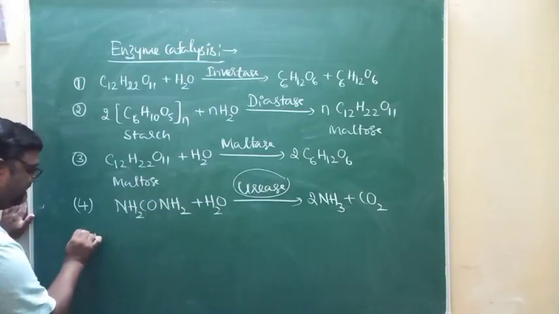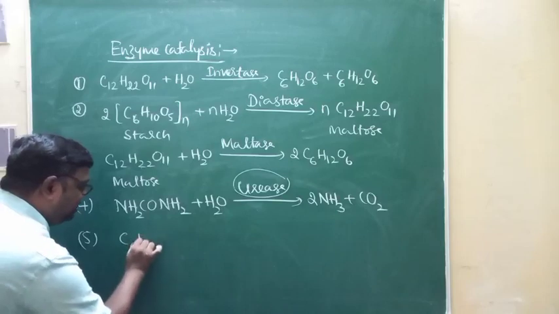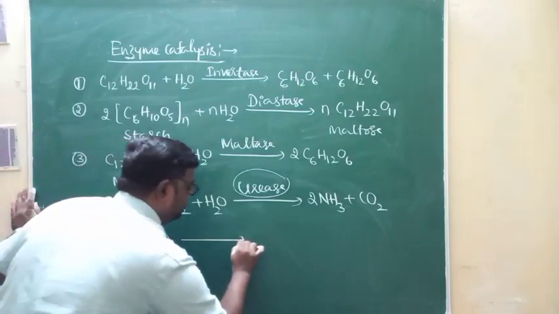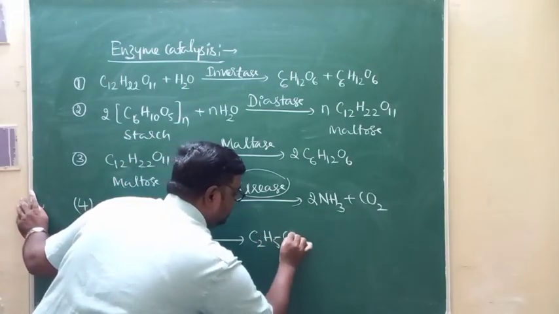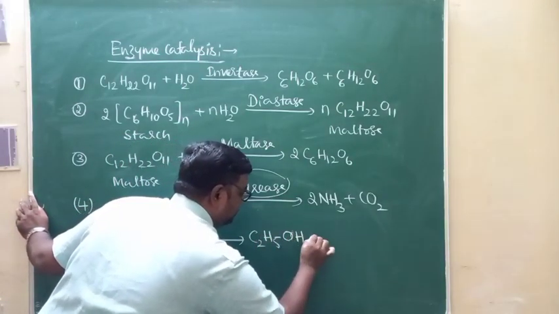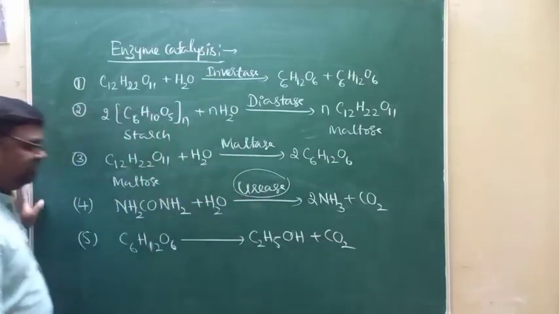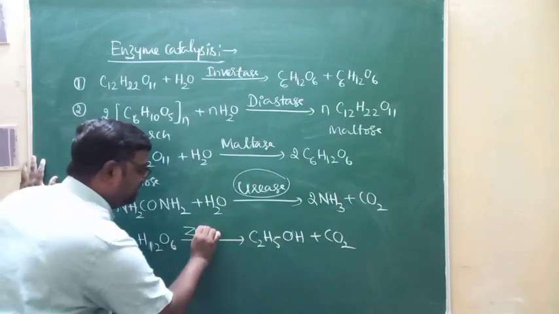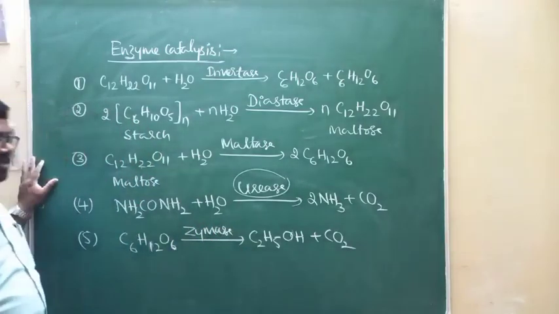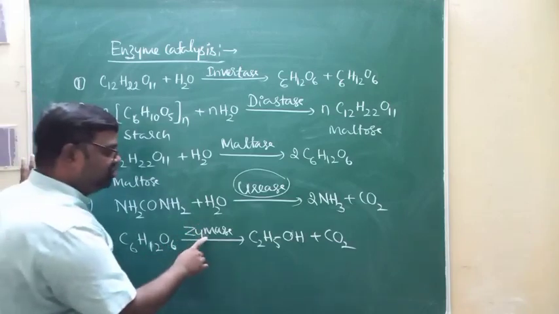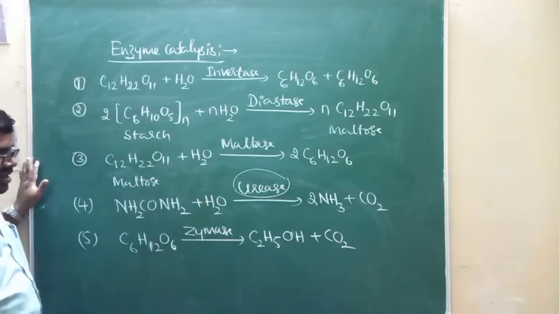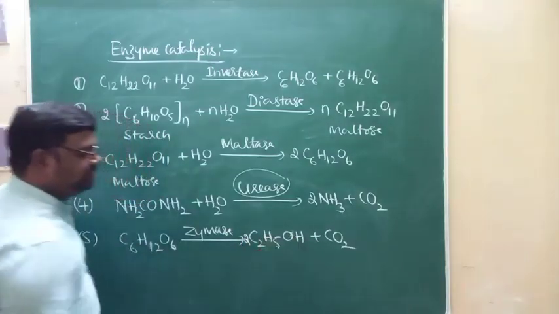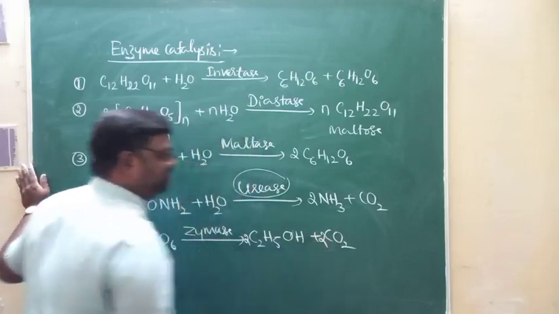As far as the fifth example is concerned, that is the conversion of glucose, C6H12O6, into ethyl alcohol, C2H5OH, plus carbon dioxide. This particular conversion of glucose into ethyl alcohol is brought about by one more enzyme called zymase. Once again, the source of zymase is yeast cells. Observe, here we have 6 carbon atoms, therefore it is 2 C2H5OH and of course 2 CO2 molecules.